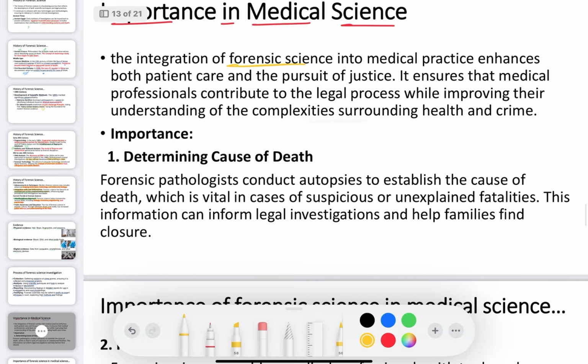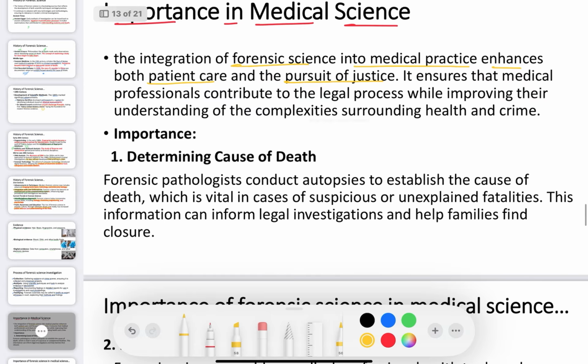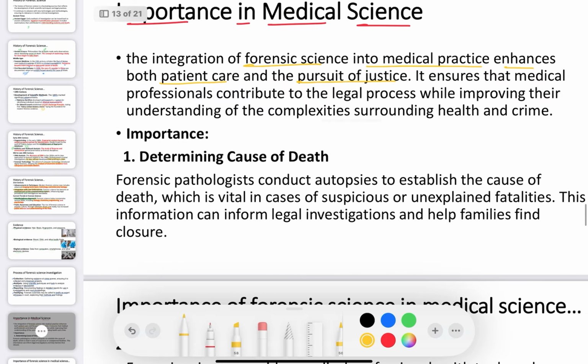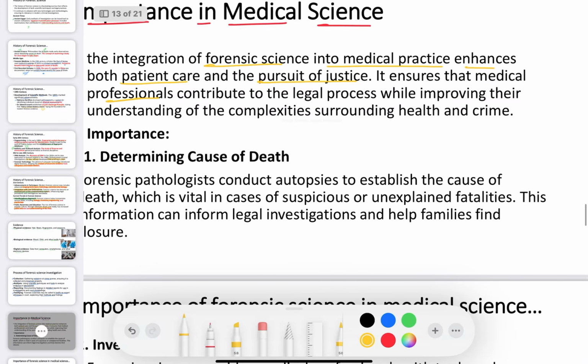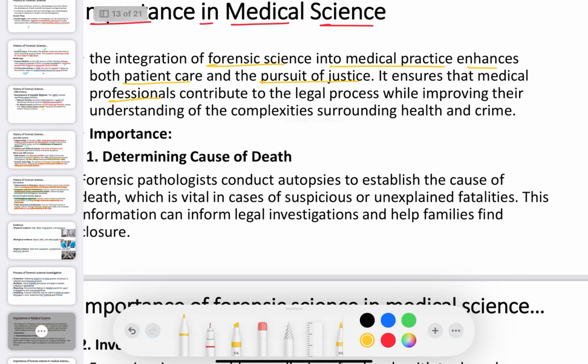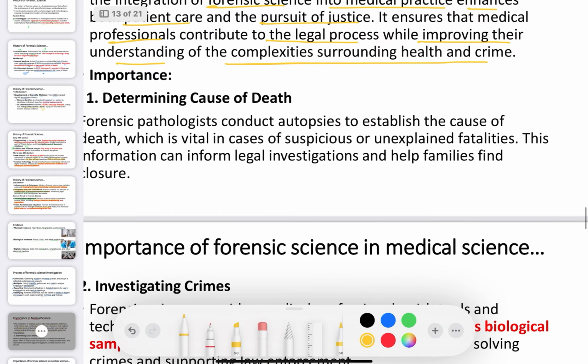The integration of forensic science into medical practices enhances both patient care and the pursuit of justice. It ensures that medical professionals contribute to the legal process while improving their understanding of the complexities surrounding health and crime.